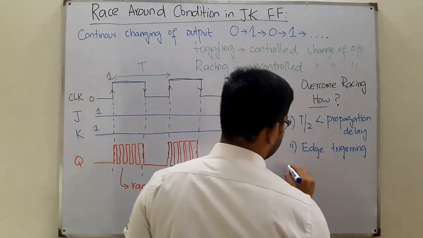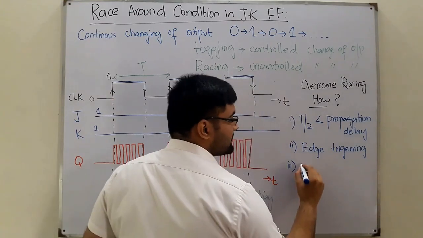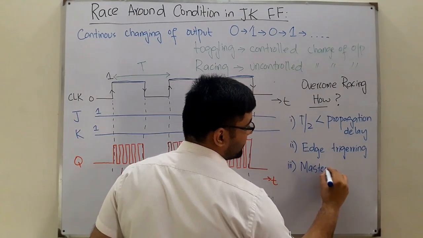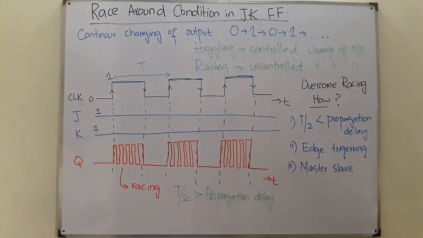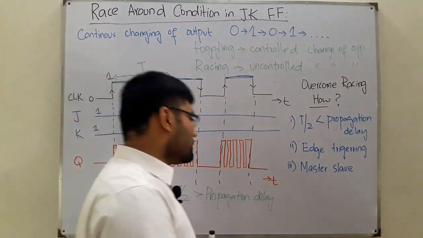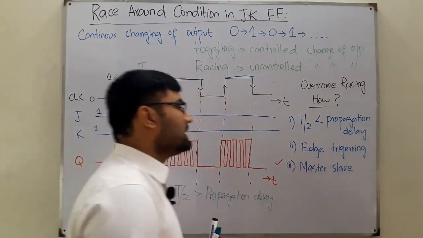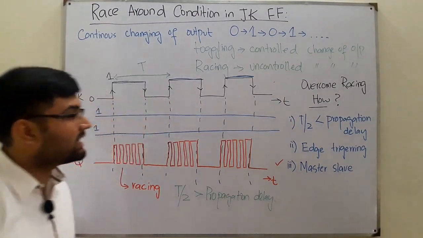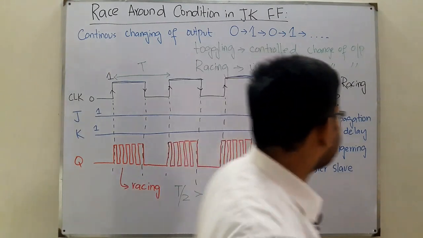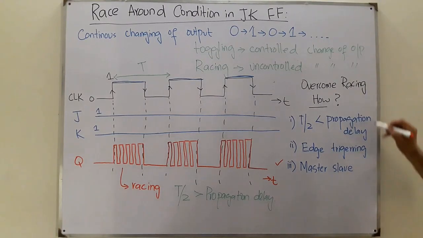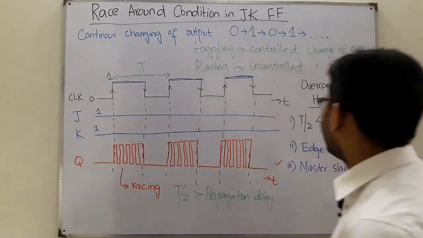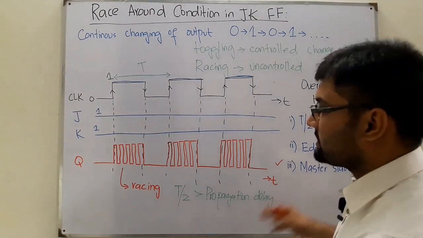And the third and the most important is to use the master-slave flip-flops. Out of these three, the third is the most important, the master-slave flip-flop, which we will see in the next video, inshallah. The first, making the time period less than the propagation delay, is difficult to achieve and not practical, which means we don't use it. The second and the third are approximately the same, which we'll be seeing in the next video, inshallah.